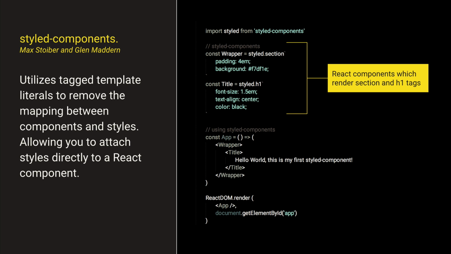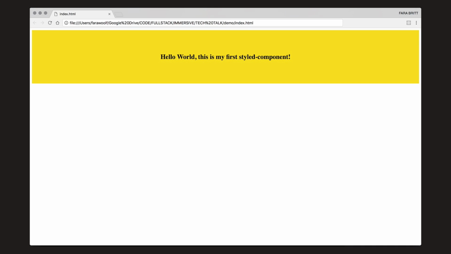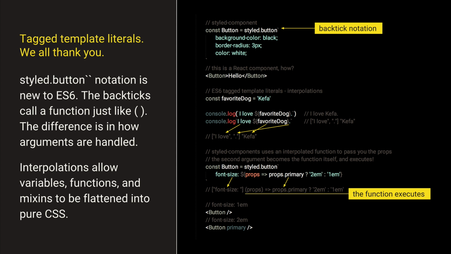And then we use the backtick notation to pass in styling, and I'll come back to the backticks in a few minutes, but essentially the backticks call a function just like parentheses. So here we are simply passing in a string of CSS as an argument, and the styling will be applied to the rendered section in h1 tags. So here at the bottom, we can see that they're used just like any other React component. The component App is going to render a Wrapper and a Title component. And what happens in the browser is this, just what you would expect, right? We get a rendered yellow section and a centered H1 tag of text.